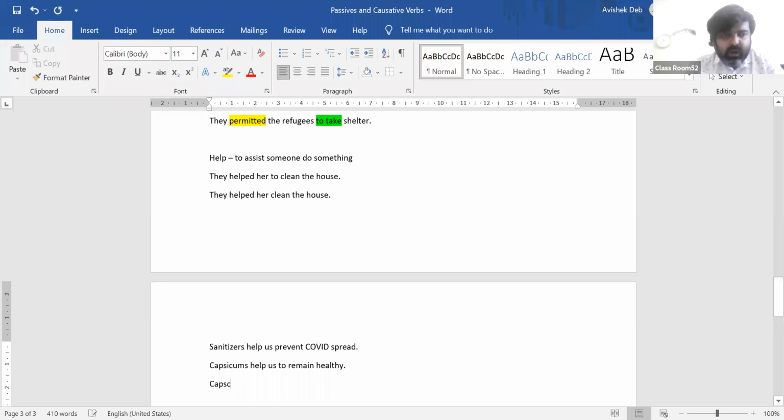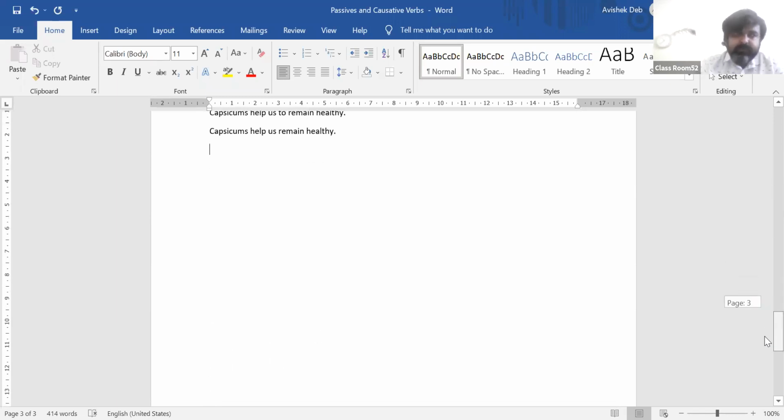Obviously, आप कहोगे sir, how does it help us? Obviously, when we eat it, it helps us remain healthy. So यहाँ पे actual object subject अगर हो तो भी कोई फर्क नहीं पड़ता. Let's try something else.